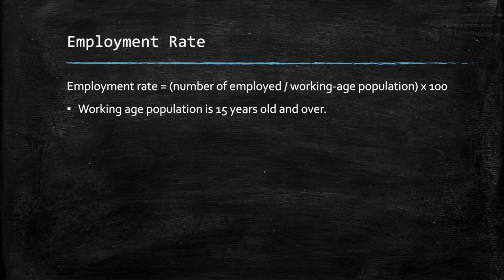So keep in mind the working age population, as said before, is everyone who is the age of 15 years old and over. So if we take a look at our previous example and we want to calculate the employment rate, what we would do is take the number of employed. So the number of employed was 90. And we will divide this by the working age population, which was 120. And then we will multiply this by 100. And the answer that we get is going to be the employment rate, which is 75%.